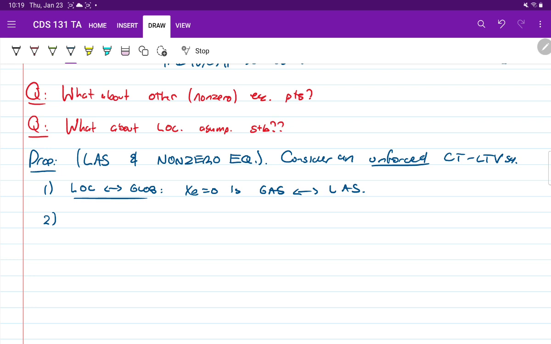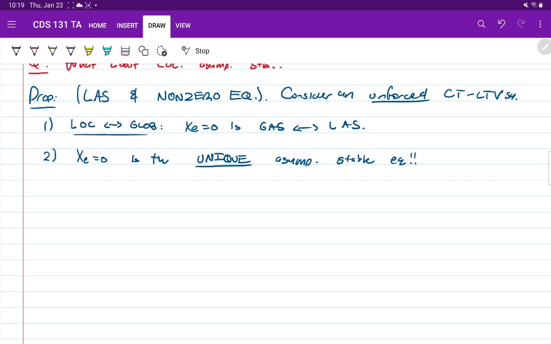Now the second point is that xe equals 0 is the unique asymptotically stable equilibrium point, okay? So if I give you any point and I say this equilibrium point is asymptotically stable, then it is guaranteed to be xe equals 0. There's no other point out there. All right, so let's take a shot at proving these two.